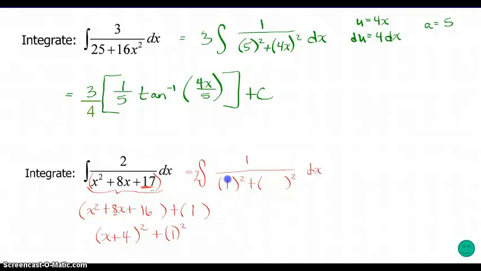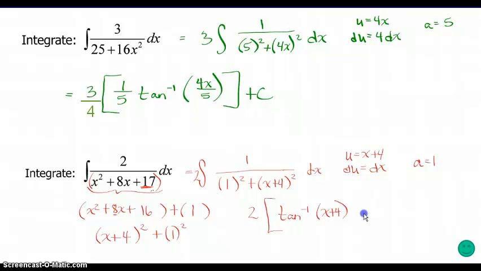So now I have 1 squared plus the quantity x plus 4 squared. So u is x plus 4. du is simply dx. So I'm going to rewrite this in terms of u and du. And a is 1. I have a 2 popped out front, so that's already there. And so it's 1 over a, which is 1, tangent inverse of u over a, and I'm not going to write the over 1 because we normally don't, and then plus c. And so there it is, right there.